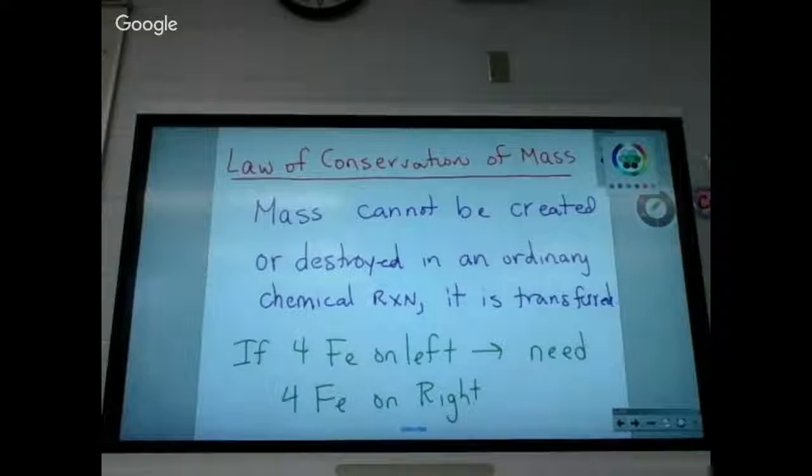If there's 3 oxygens on the left, you got to get 3 oxygens on the right. Okay? Because according to that law, it can't be created or destroyed. So if there's 5 of something, you got to end up with 5 of something. You can't start with 5 and end with 3. Okay? Does that make sense?